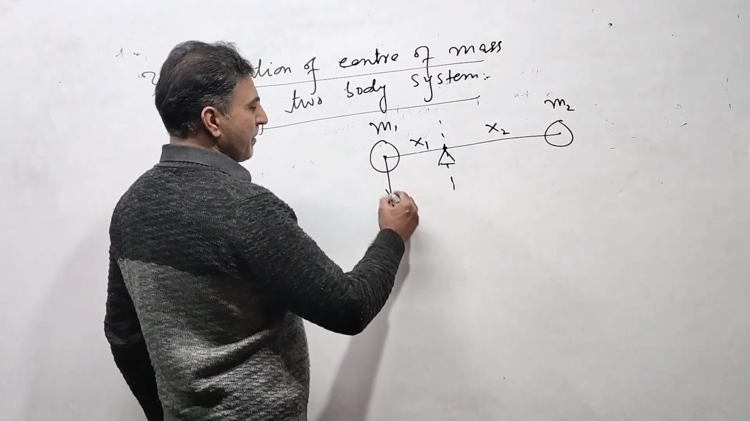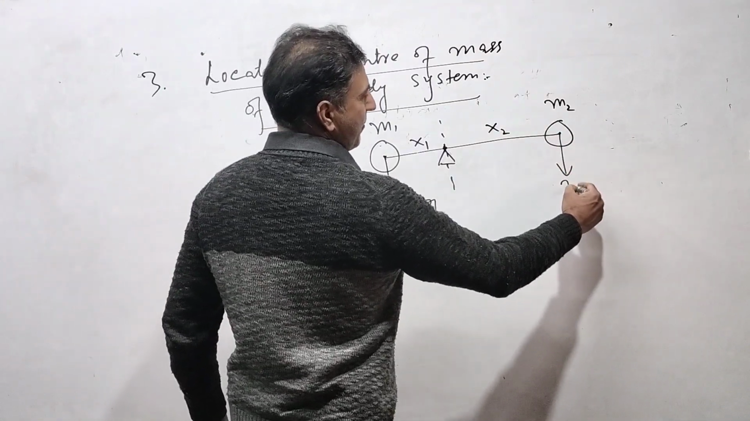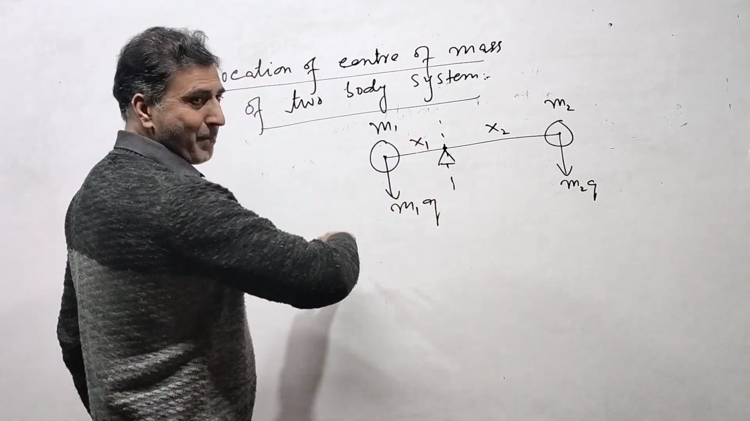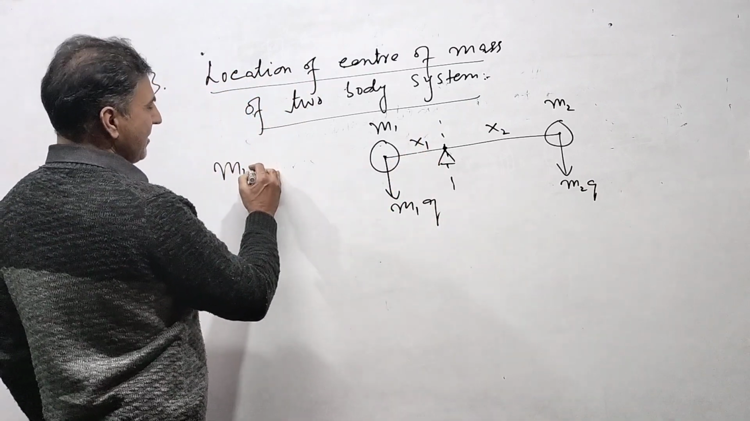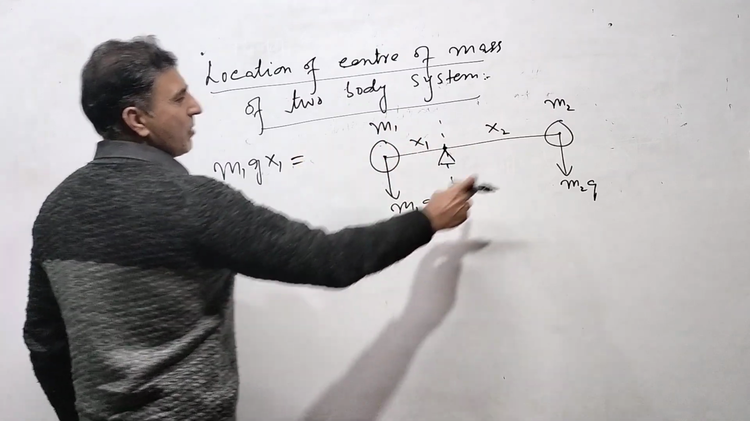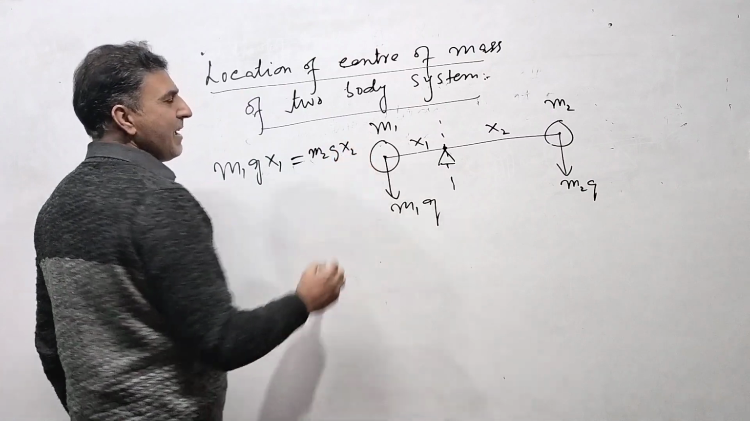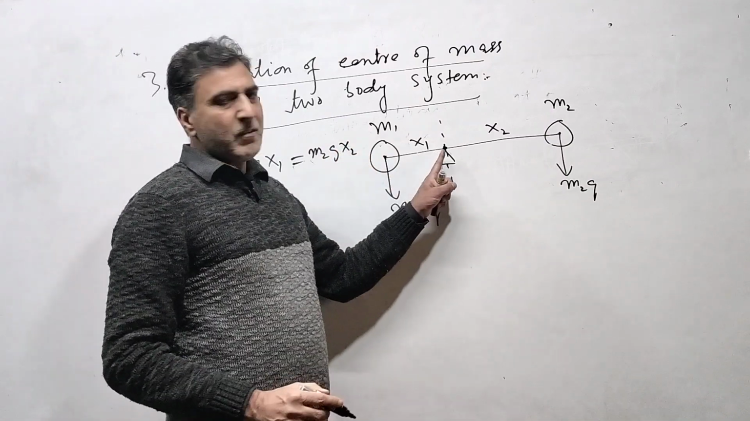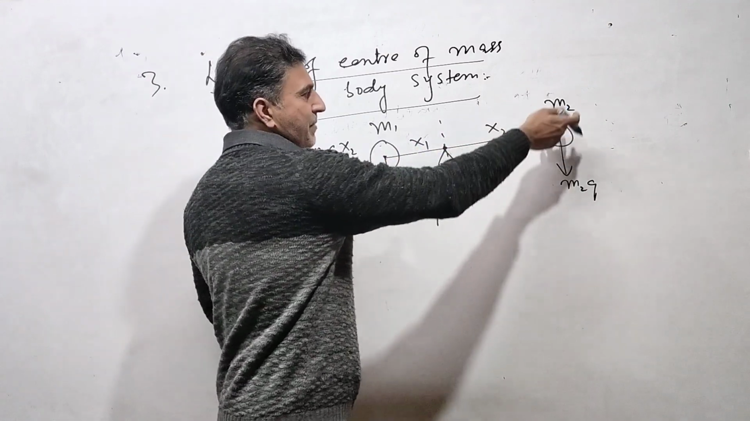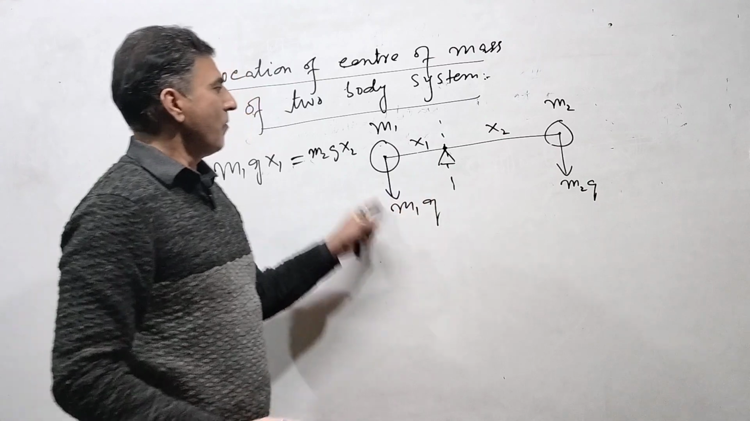जैसे इस पर ग्रेविटी की वजह से फोर्स m1g है और इस पर ग्रेविटेशन की वजह से m2g. So m1g into x1 is the moment from the left side, and it should be equal to the moment on that side, m2g into x2. वजह यह है कि it will balance, it will not tilt either way. When it balances, that means this torque is equal to this torque, or this moment is equal to this moment.